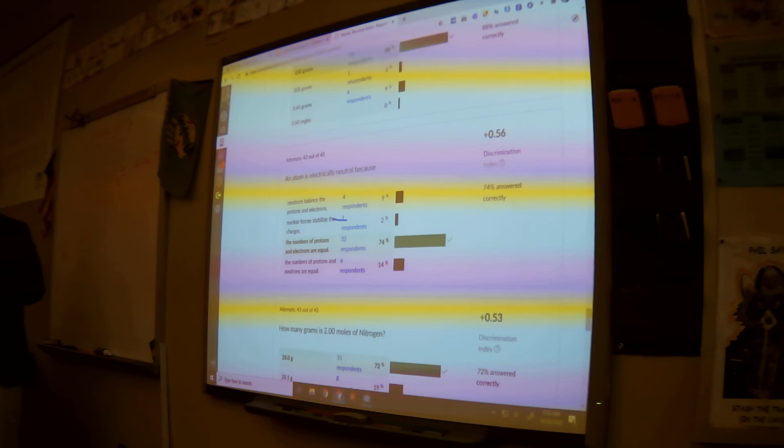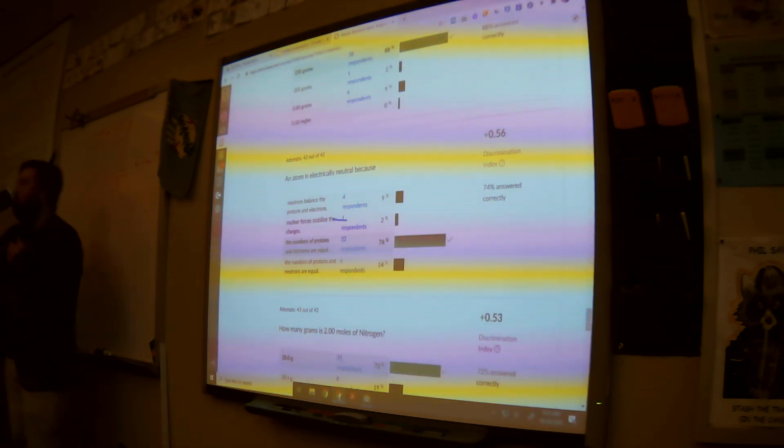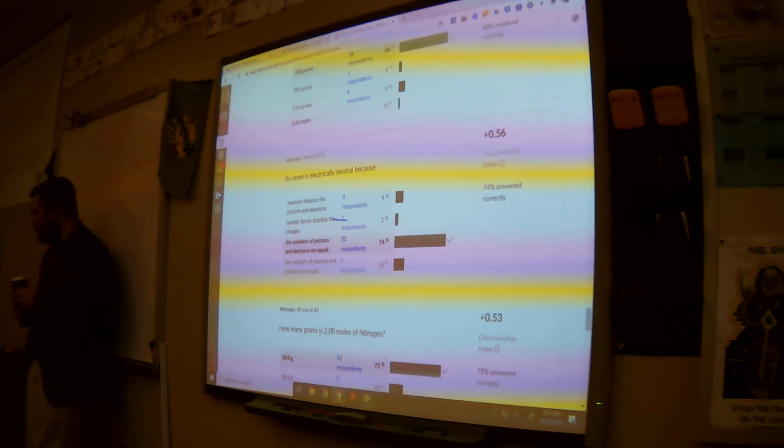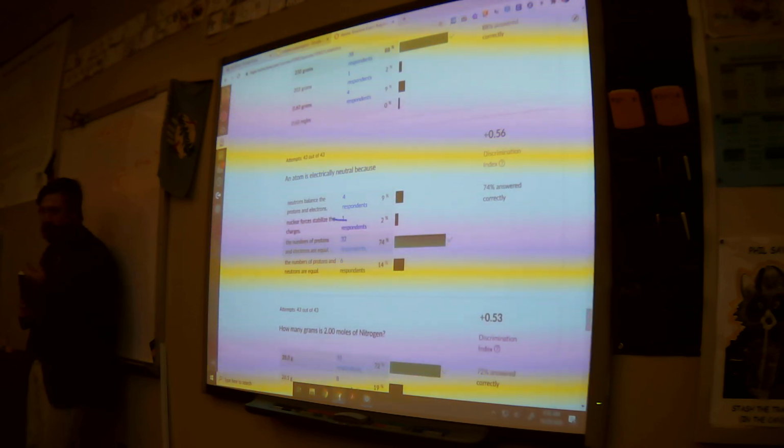An atom is electrically neutral because why? How do we know that we have a neutral atom? Because they cancel out. Yeah, protons and electrons cancel out. Protons are going to be positively charged, electrons are going to be negatively charged, so you need the same number of charges to cancel each other out.